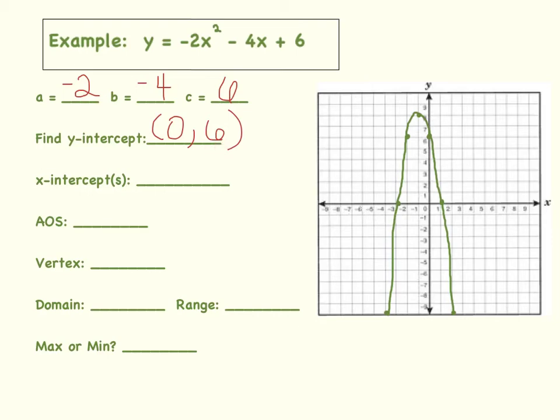And remember, sometimes we just say the y-intercept is 6. But you need to remember that it represents an ordered pair, 0, 6.